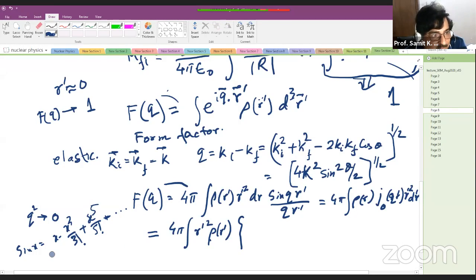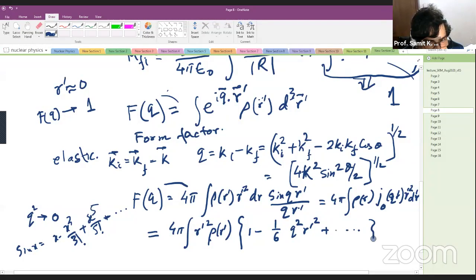So when you consider a small change of momentum, then I can expand this quantity. If you expand this quantity and rearrange a little bit, you can get 1 minus 1 by 6 q square r prime square, plus dot dot dot, the dq dr prime. Now if you neglect all the higher-order quantities, then the only quantity you get can give you the radius of the nucleus. So we can say this is the radius, which is a square.